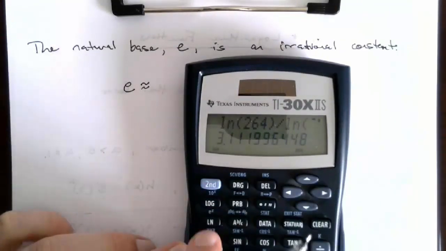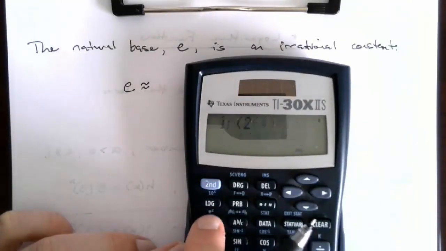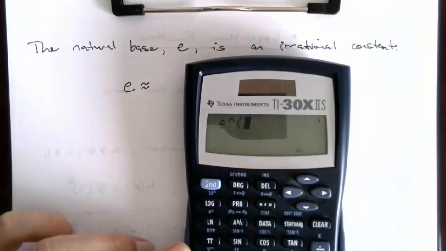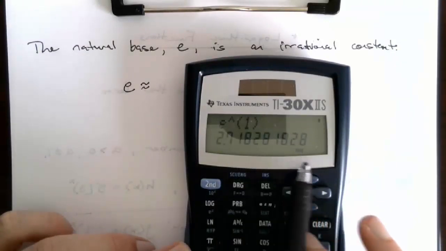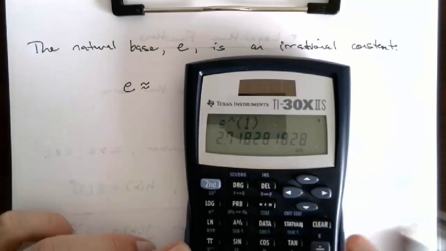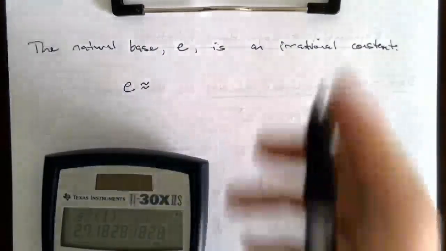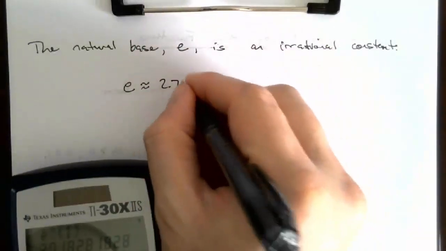So if I had, see the second key on the ln, so if I had second e, and then I'm just going to put e to the 1 power, which is the same as saying e. You notice you get this number 2.718281828. It doesn't repeat forever in the same pattern. It kind of looks like it right there, but it really doesn't. So we say e is approximately 2.718.